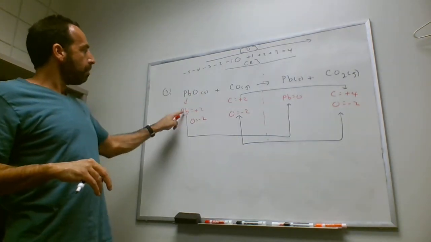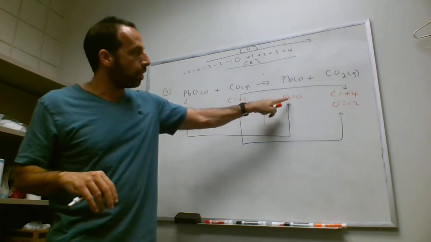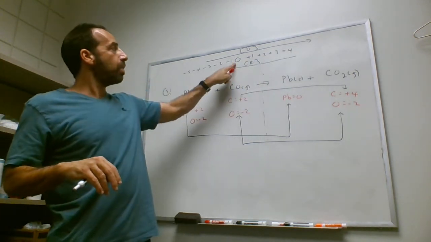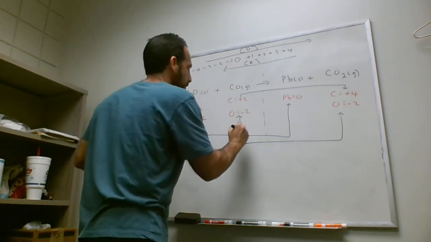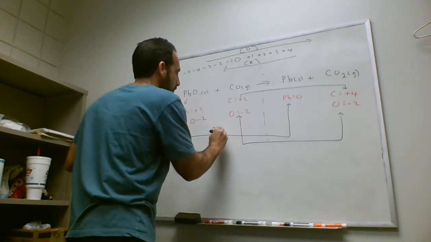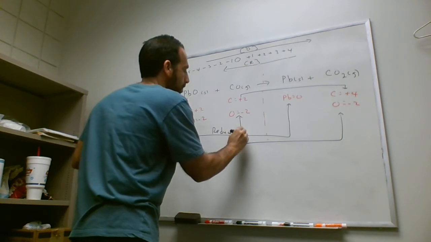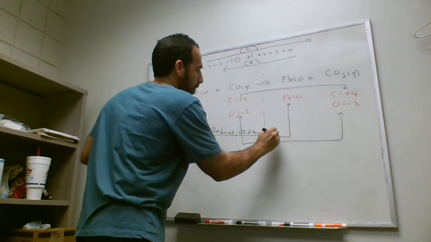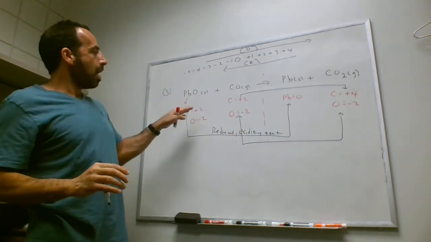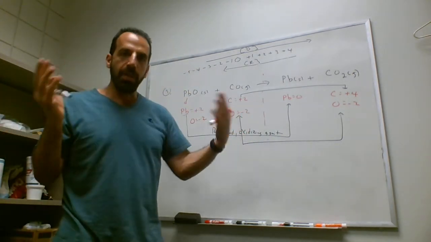So a few things. For lead, I go from positive 2 to 0, so I'm going in this direction. That means it gets reduced, so just to make sure. So that's reduced. That's the oxidizing agent. The oxygens don't change, negative 2, leave that alone.